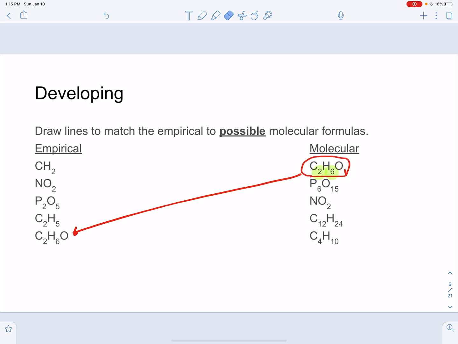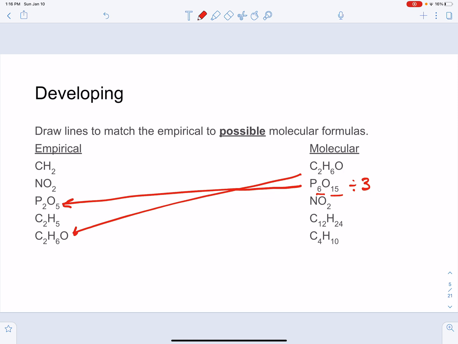Okay, now let's take a look at our next molecular formula. So we're looking at our molecular formulas first. And you can see with our second molecular formula, we have a 6 and we have a 15. Well, I could probably reduce those values down. If I take both those numbers and divide by a factor of 3, then my 6 becomes a 2 and my 15 becomes a 5. So my molecular formula can be reduced down to an empirical formula of P2O5.